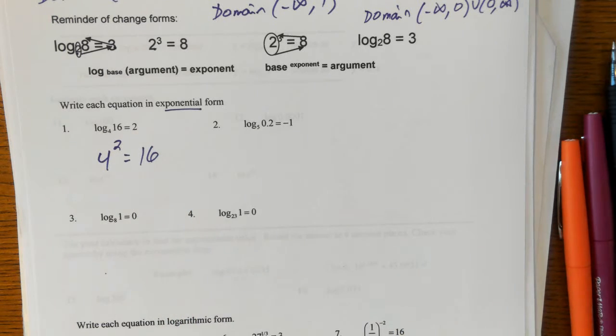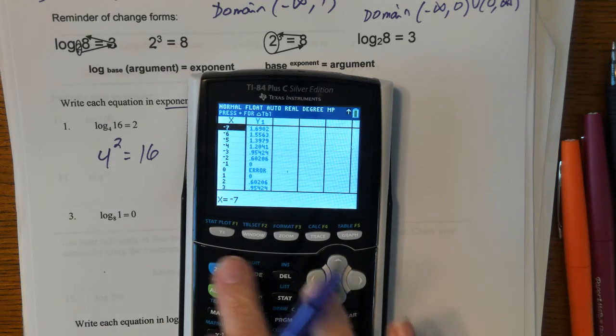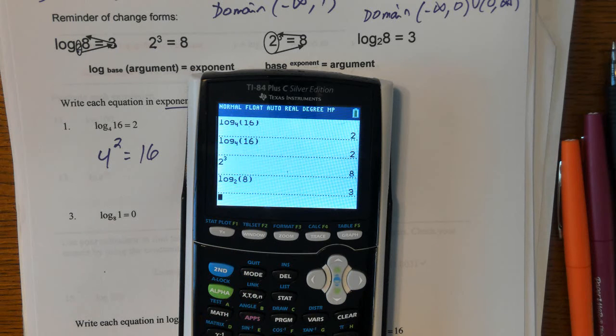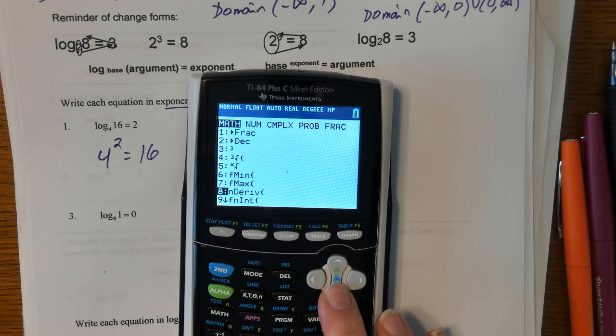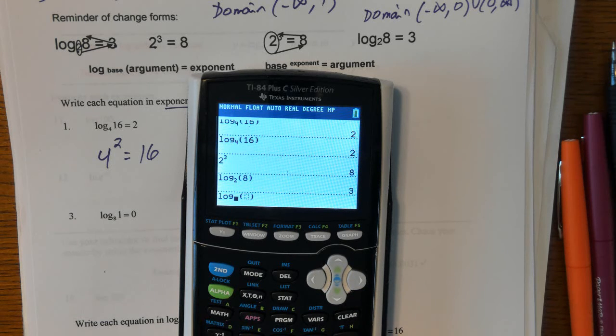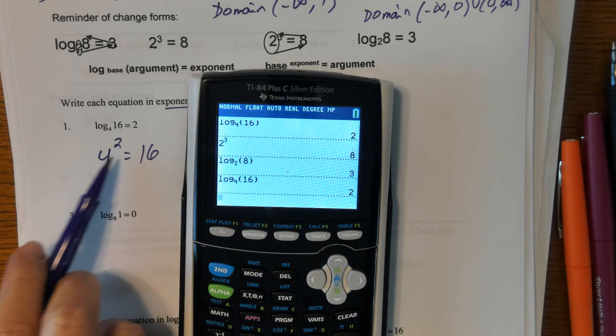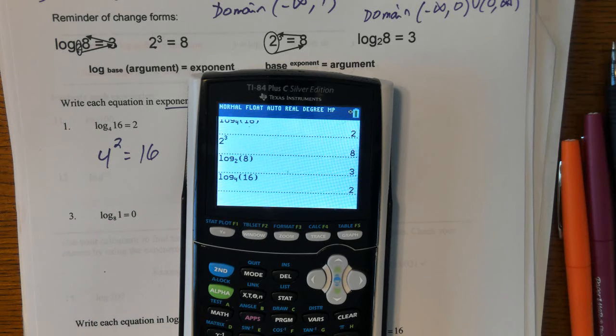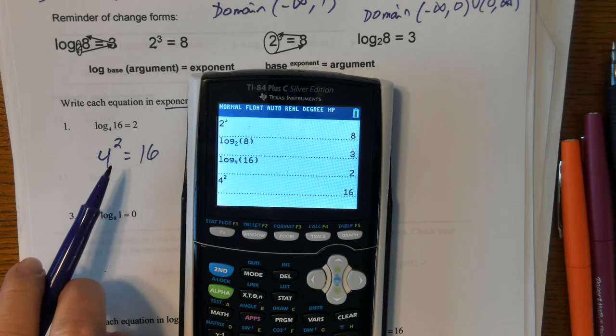Okay. In your calculator, if you want to practice this, I'll show you how to type this in your calculator. If you're using an 84, hit the math button, arrow down to log base, and you can fill in the blanks. 4, 16, and it's going to say, oh yeah, that's 2. Okay? And hopefully then you can say, oh yeah, I agree with that because 4 to the second power is 16. You can see that those are equal statements.